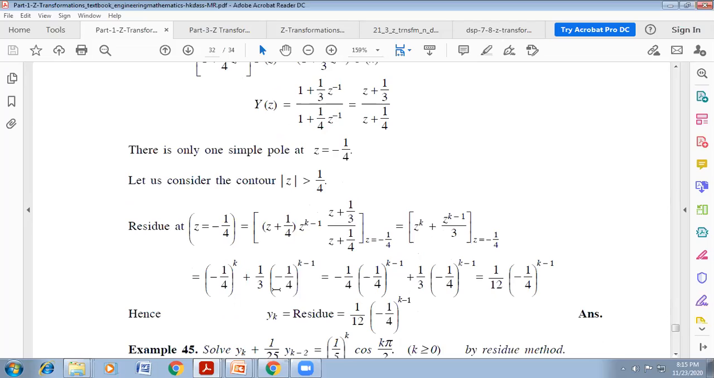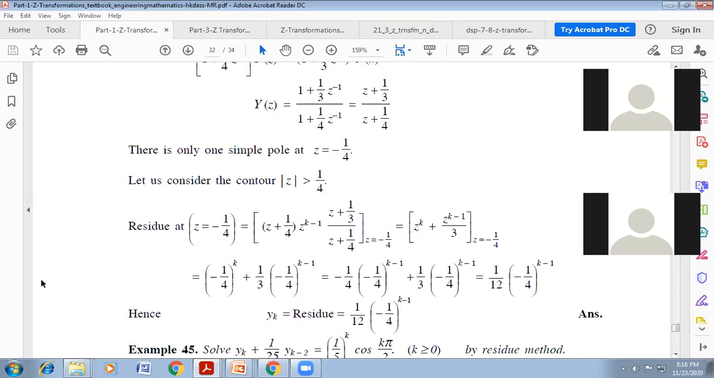We get this. Now this is the value of y_k. These two combined can be written as 1/12 minus 1/4 to the power k minus 1, combined. So the solution of the difference equation y_k can be written as the residue of this, equal to this, by using the residue theorem.